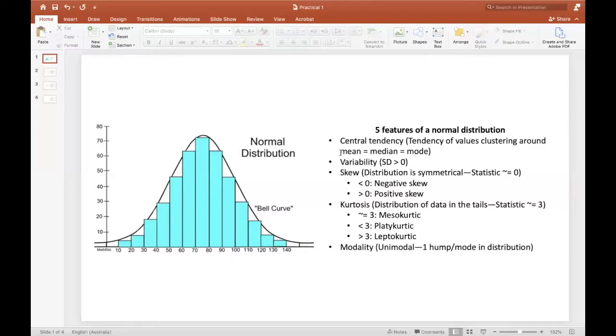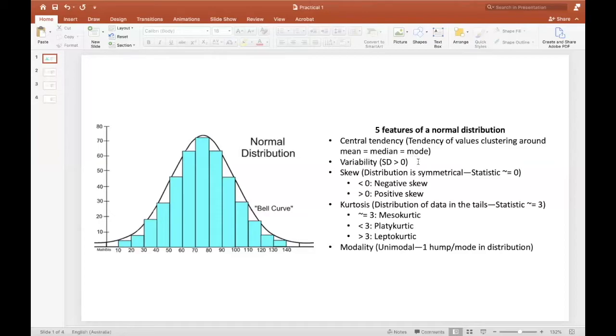The next assumption is simply that our distribution has variability to it. And this just means that our standard deviation or variance is greater than 0. It depends on the scale of your data, whether your standard deviation is going to be 1 or 50. That is not quite as relevant. It just depends on the scale that's going to define your standard deviation.